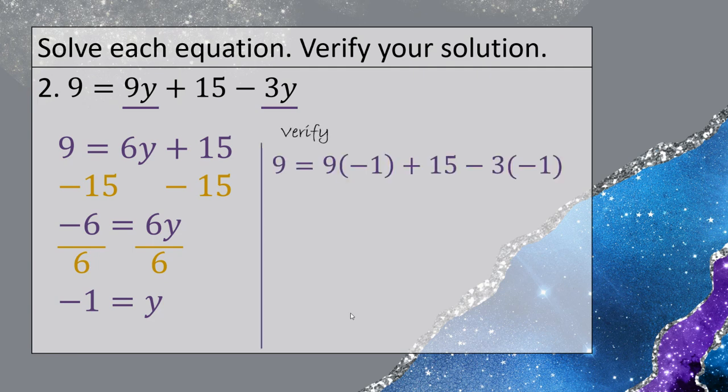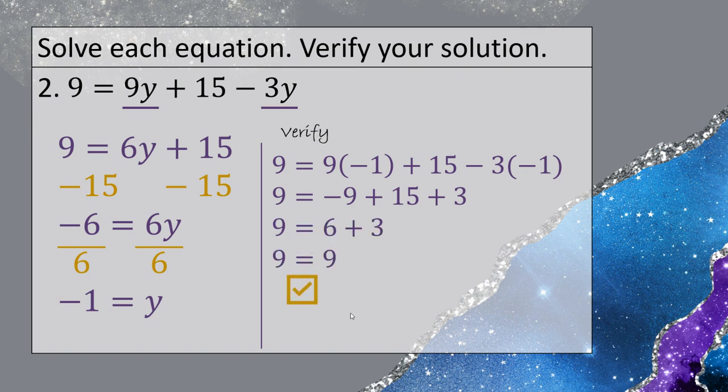To verify, we are going to substitute negative 1 for both places there was y. This is giving us 9 equals 9 times negative 1 plus 15 minus 3 times negative 1. To evaluate everything on that right-hand side, the first operation we would do in the order of operations is multiply. So 9 times negative 1 would give us negative 9, and then negative 3 times negative 1 gives us plus 3. Adding from left to right, negative 9 plus 15 gives us 6, and 6 plus 3 gives us 9. So our resulting statement is 9 equals 9. That's a true statement. So negative 1 does satisfy the equation, so that verifies negative 1 as the solution.